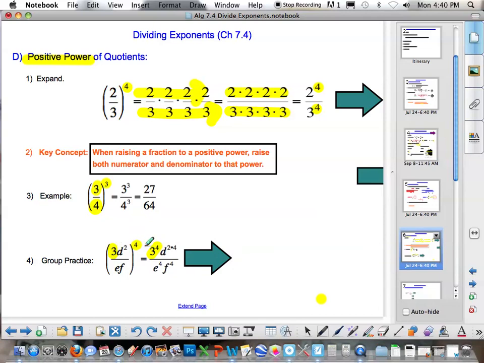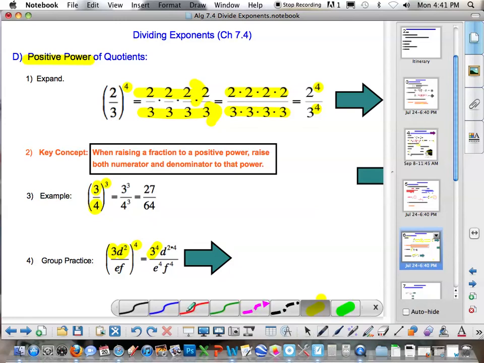I have an exponent of 4, 3 to the 4th. Now the d. D to the 2nd power. This is something we learned yesterday. It's called the power of powers. If I have something that is in parentheses that also has an exponent, I multiply those.